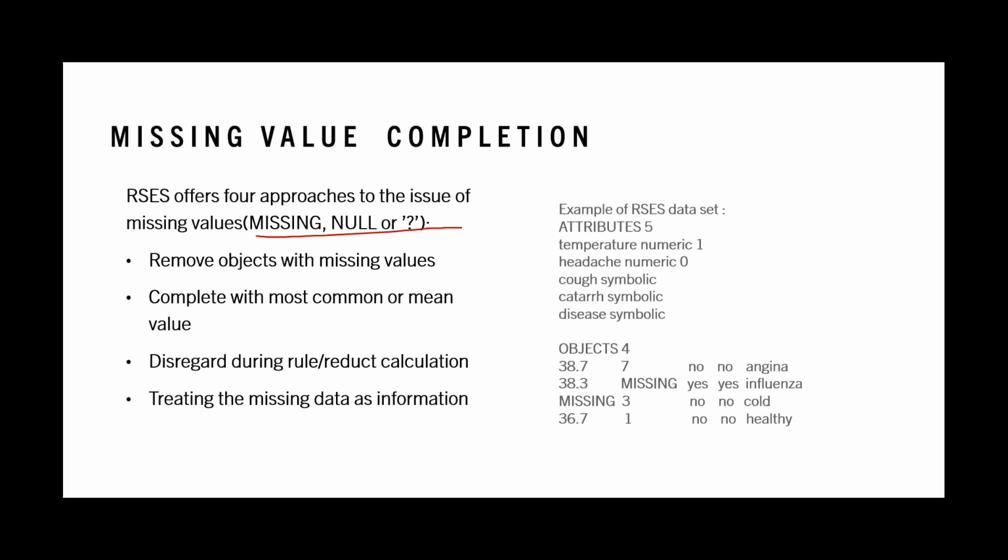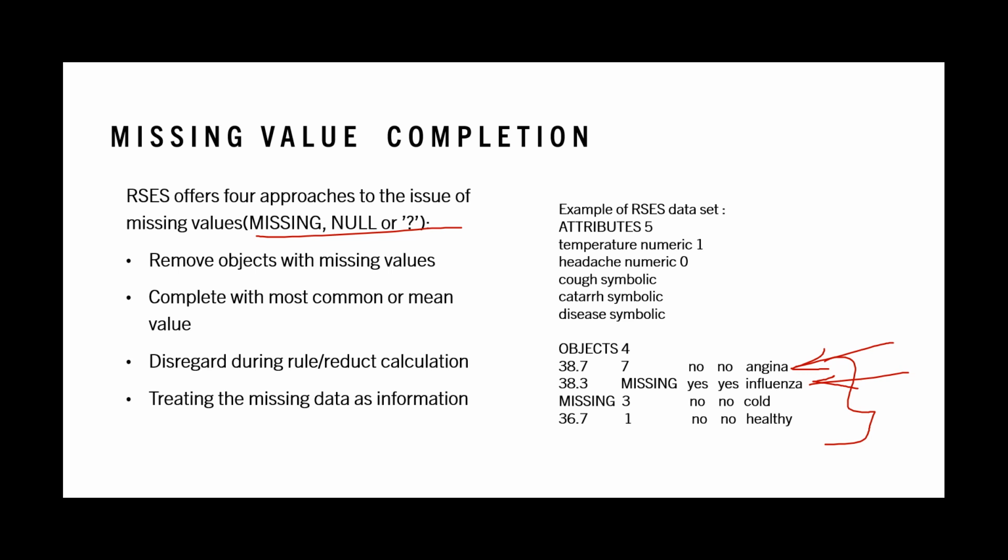Coming to the example of the missing value completion, we see that this example has four objects and there are five attributes: temperature, headache, cough, cataract, and disease. In the first object, we see that all the data is available and there is no missing data. But when we come to the second object, we see that the headache value is missing.